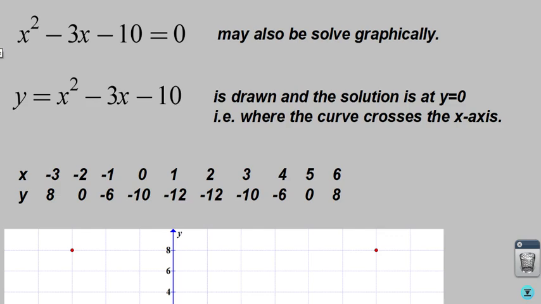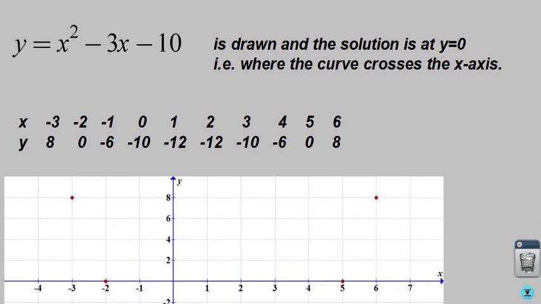If we look at another method of solution of quadratics, we can solve this graphically. But in this case, we will have to draw the curve y equals x squared minus 3x minus 10. And then we will look for a solution when y equals 0, i.e. that's where the curve crosses the x-axis. We can create a table of values. So when x is negative 3, y is 8. When x is negative 2, y is 0, and so on.